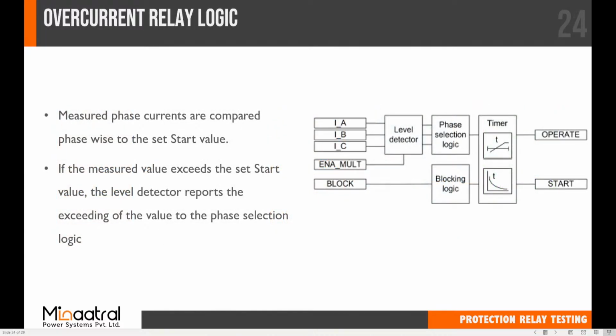So this is the overcurrent logic behind the ABB REG 650. Very simply, it measures the phase current. If it is exceeding the pickup or the start value, then the relay picks up, and after a particular time based on your curve. So in our case, we have selected it to be an IDMT characteristic of TMS 1. The time is selected based on your timer and the relay trips after a particular time. Once the relay trips, the operate signal or the trip signal is generated.